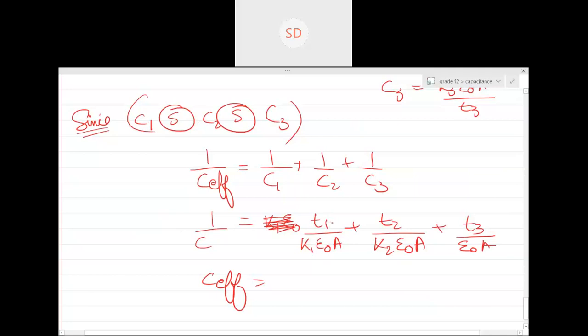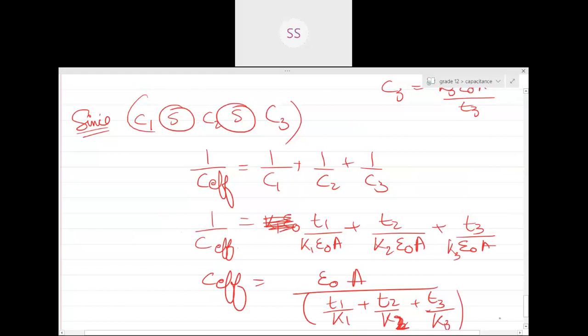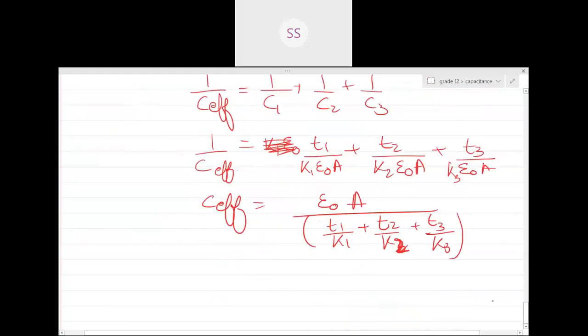It will be equal to, I'm writing the direct result, epsilon naught A by T1 by K1 plus T2 by K2 plus T3 by K3. Check. What am I doing basically? I've taken 1 by epsilon naught A common. Let me complete it.